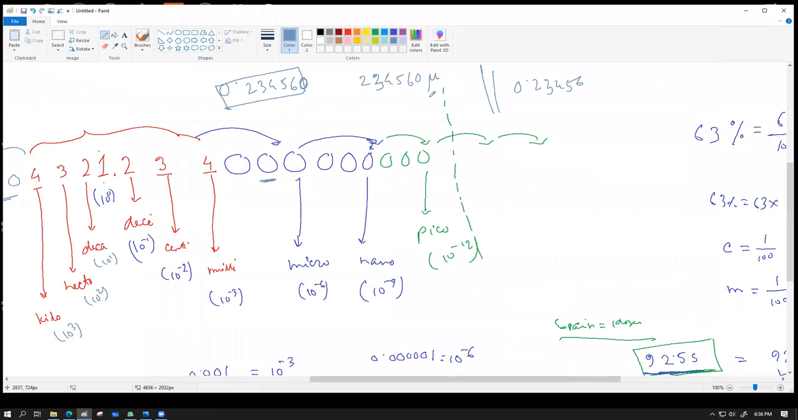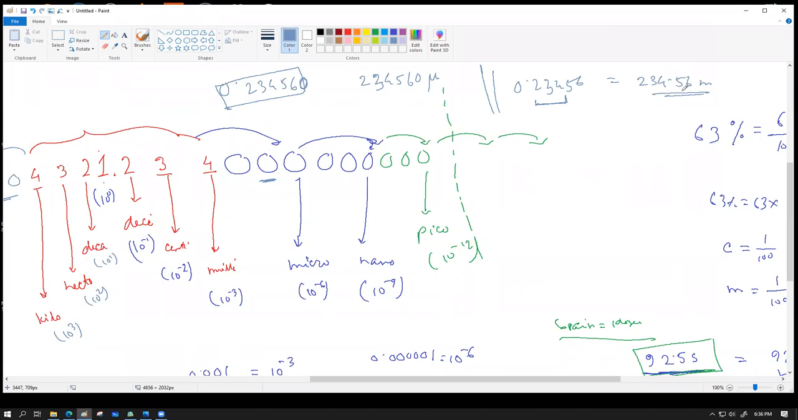Or if you want to go for milli, milli is covered up to the third decimal place. Up to this much is milli. So if I want to write this in milli, I can very well write 234.56 milli. That is also perfectly equal. Check this out.